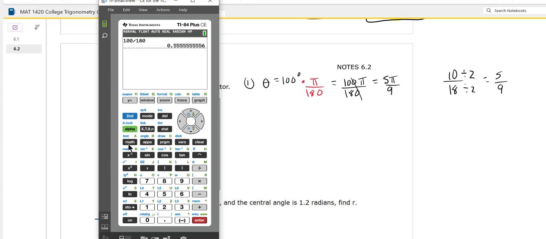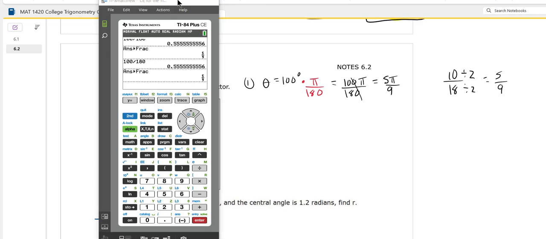But now if you press your math button and then option 1, convert to fraction, and press enter, see it changed that to 5/9 for you. So I'll do that one more time if you're not familiar with that. Just put in the fraction, the calculator will turn that into a decimal, but then go math, option 1, convert to fraction, press enter, and it'll change it back for you.